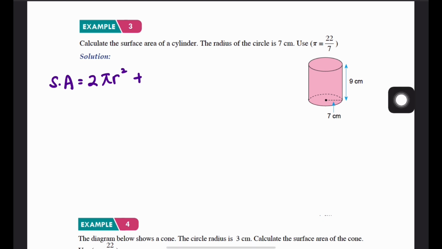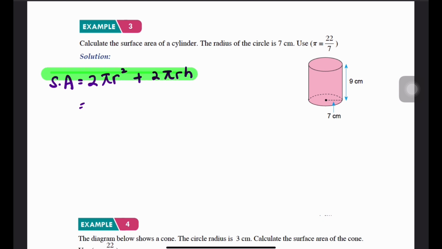Plus, we know that this curve area, if we open it, net it, you will get 2 pi r h. So you actually need to memorize this formula, the surface area for a cylinder. You can write this on a piece of paper and paste it to your wall. So every day you can look at this formula.